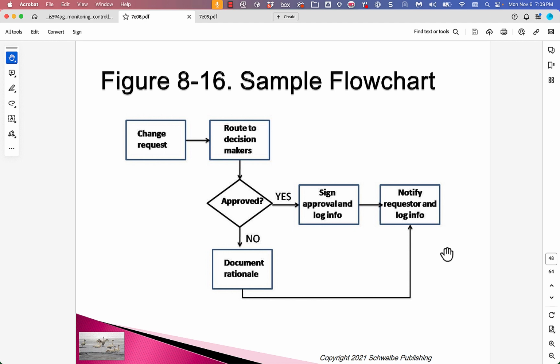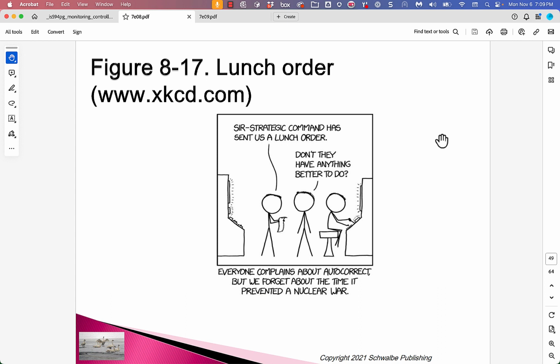Here's a sample flow chart that we're talking about. We want to make sure that people understand our process. So we might create flowcharts so that our processes are more easily understood. That could be a way to improve our quality. And this is a cartoon that is kind of scary that I'll leave you to read on your own.